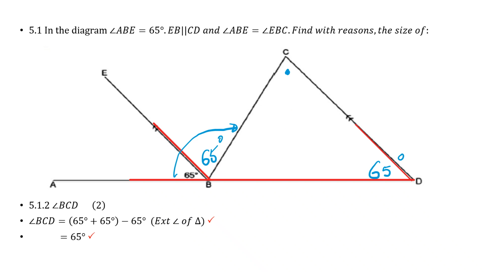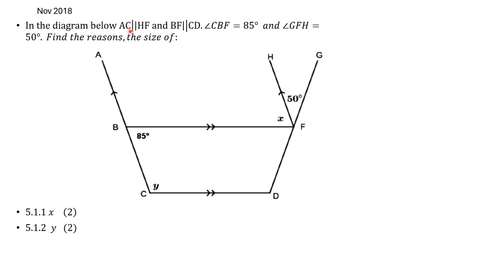Right, now let's look at the second problem. In the diagram below, AC is parallel to HF, right? PF is parallel to CD. Angle CBF equals 85 degrees. And angle GFH equals 50 degrees. Find, with reasons, the size of X. So we want this X, we want that Y.